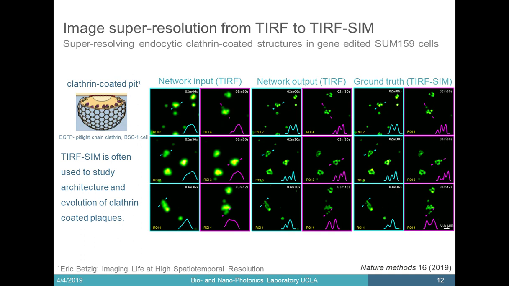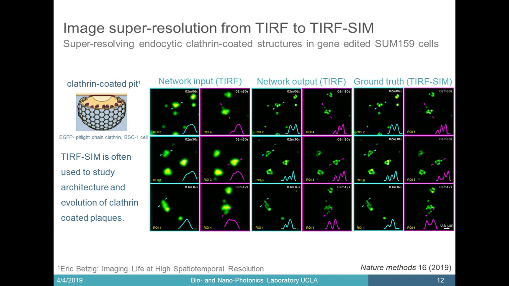When we are doing TIRF, we only illuminate the parts that are very close to the plasma membrane, so they appear as rings. These clathrin-coated pits have their own dynamics. For example, they associate with actin, and they also split off pits. However, these structures are so small that they cannot be resolved by diffraction-limited methods, as you can see here in the TIRF images as the network input.